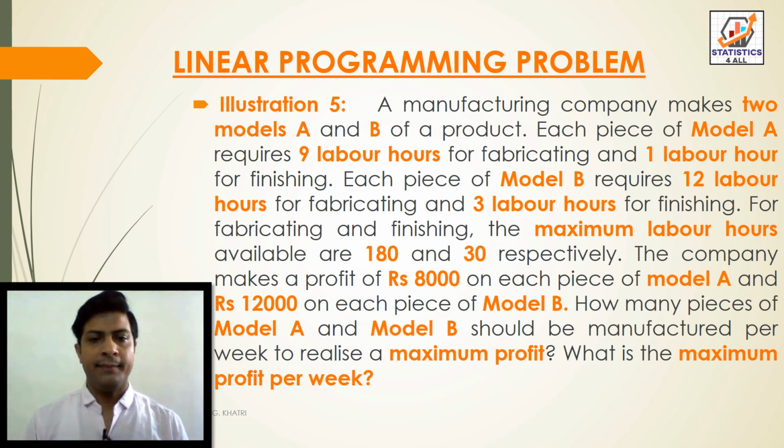The company makes a profit of rupees 8,000 on each piece of model A and rupees 12,000 on each piece of model B. How many pieces of model A and model B should be manufactured per week to realize a maximum profit? What is the maximum profit per week?